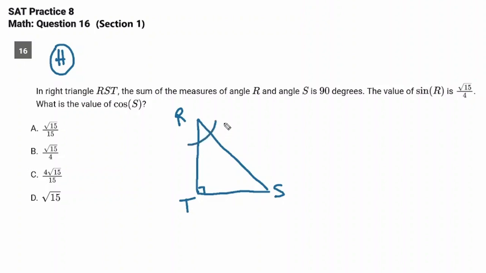Sine R is root 15 over 4. You're looking for cosine S. So write that down and circle it.